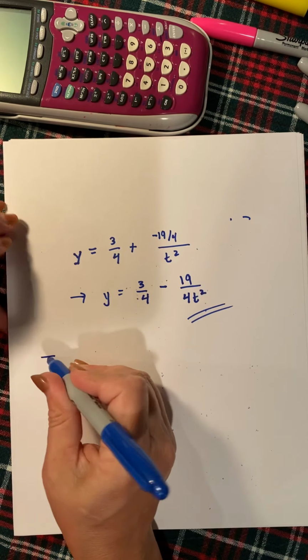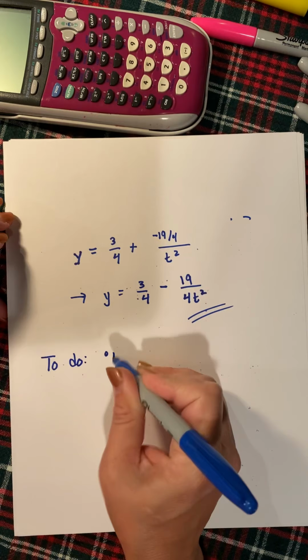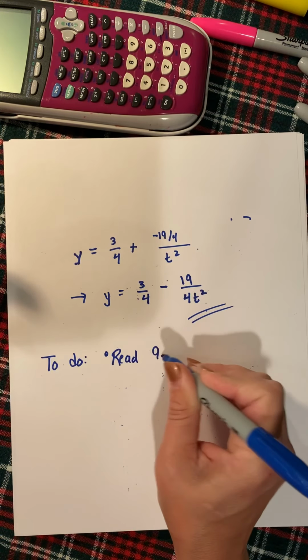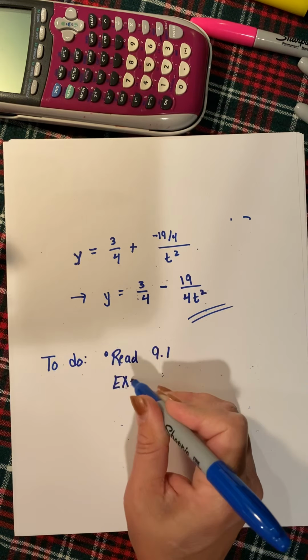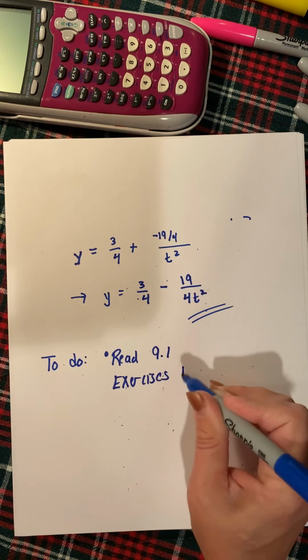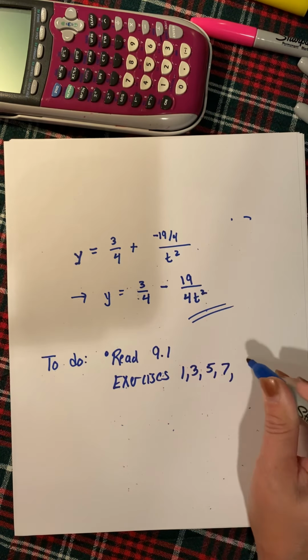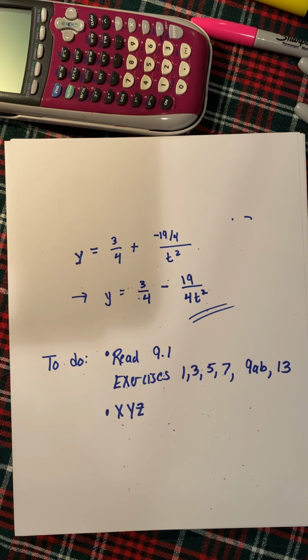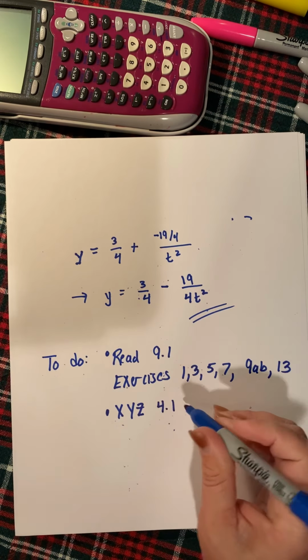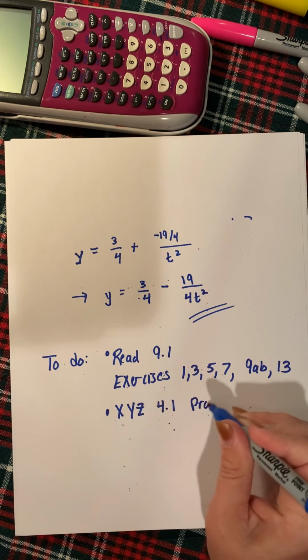All right, so have fun practicing some of this stuff. What you're going to do is read 9.1 in your text. Exercises 1, 3, 5, 7, 9, A and B, and 13. And then your XYZ homework, which is due next week. Oh, let's see, did I write that down? Oh, 4.1, I did. Yay. 4.1 problems.